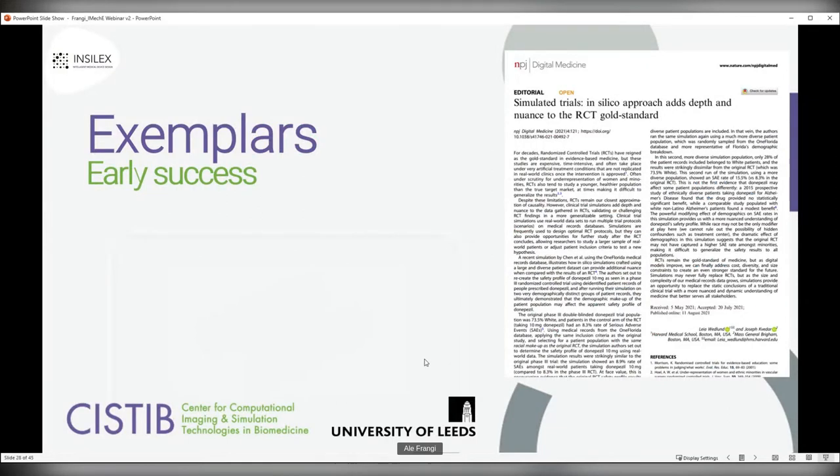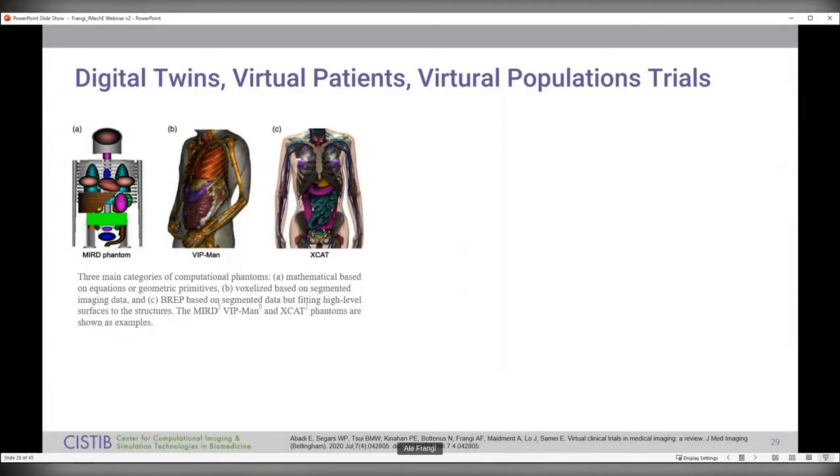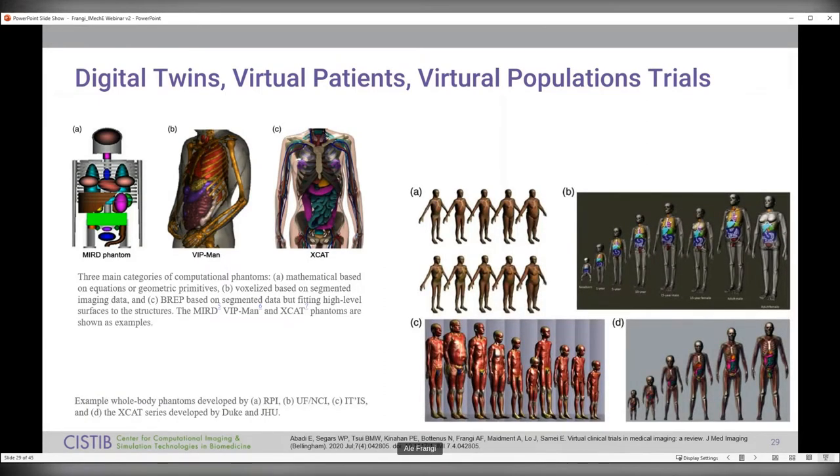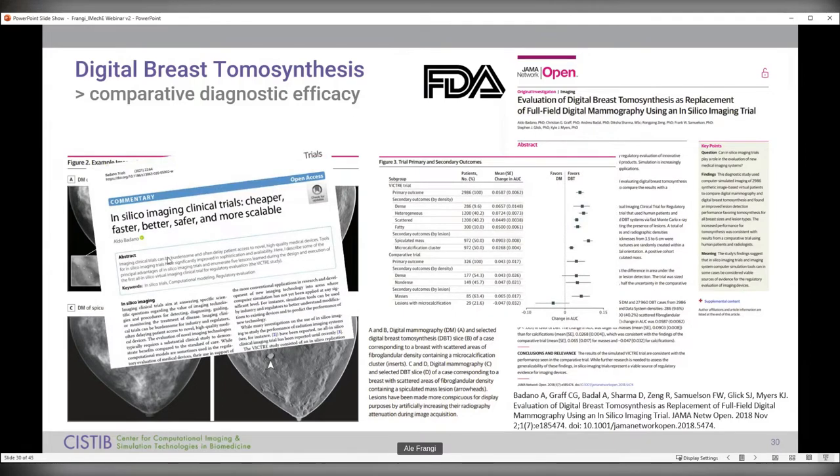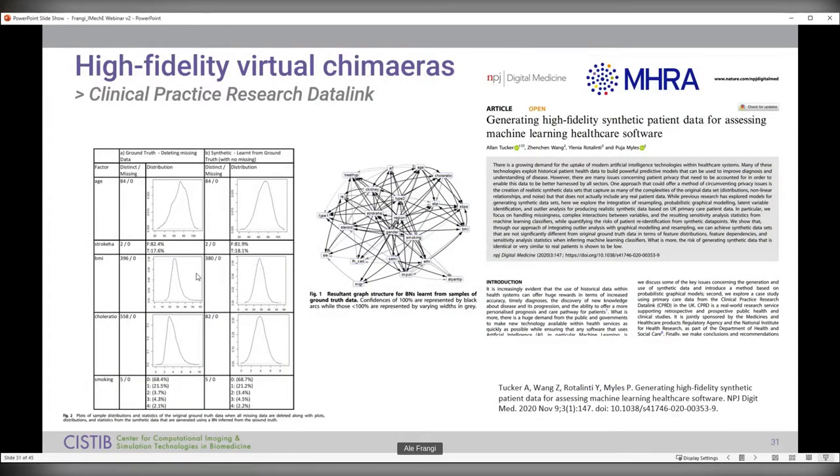So just to give you some very quick examples, one slide each, two or three of them, that show the general point that in silico trials actually add depth and nuance to conventional randomized controlled trials as a gold standard. We have virtual populations, as I mentioned before, that we can utilize. And FDA, for instance, has been developing in silico trials for digital breast tomosynthesis, comparing it with the standard of practice, and they have published results showing what I reused in my title: that these techniques allow for cheaper, faster, better, safer, and even more scalable conventional trials. MHRA, and I put those two examples intentionally to show you two regulators already working in this space, is looking at generating high-fidelity synthetic data, which is another way to talk about virtual patients that can be utilized, in this case, to train machine learning algorithms.